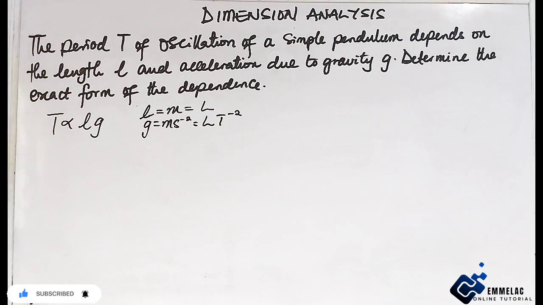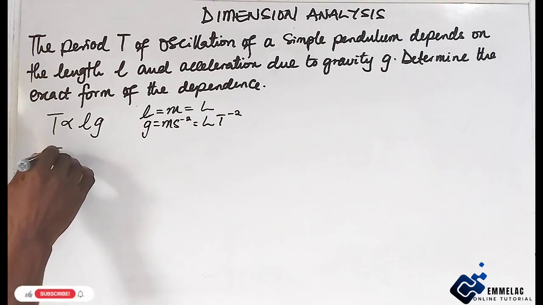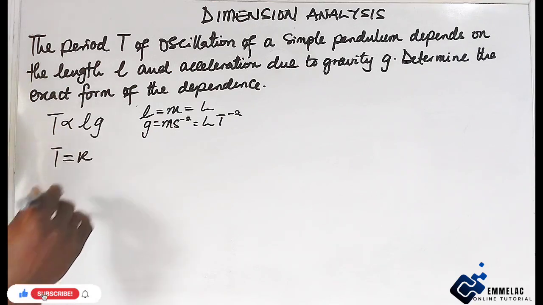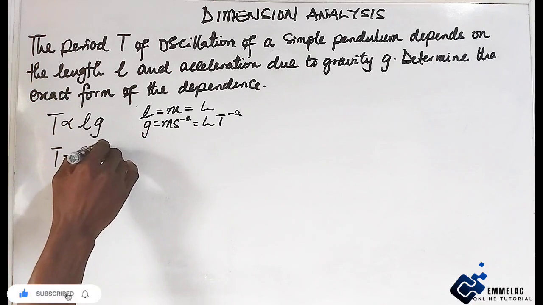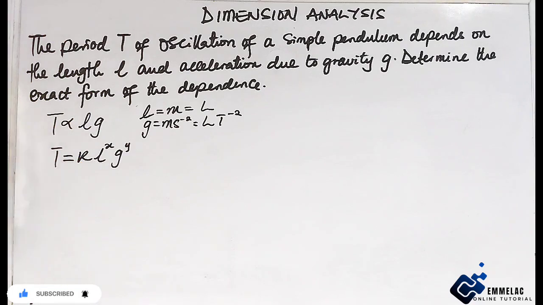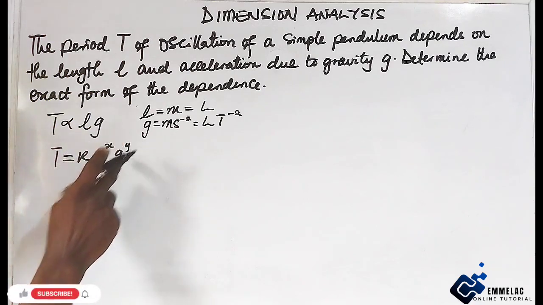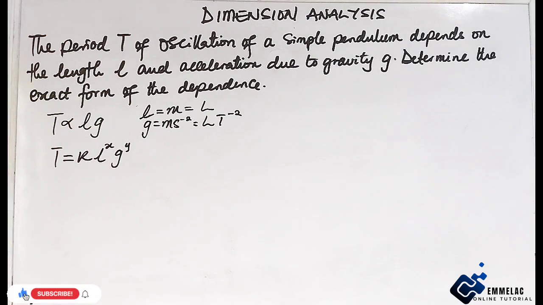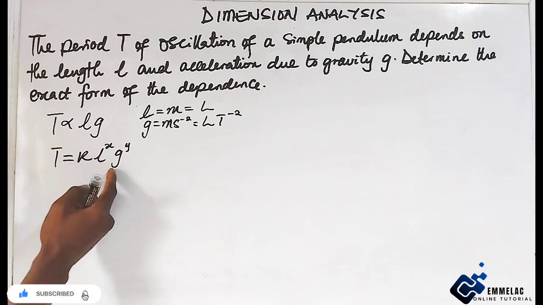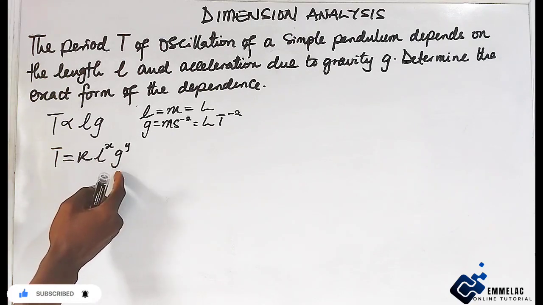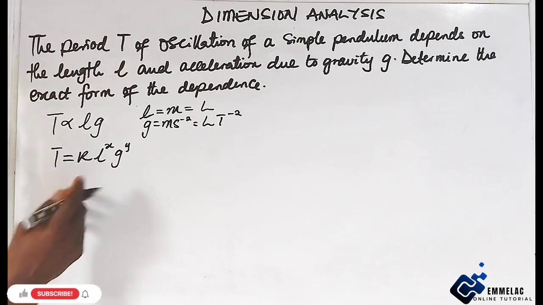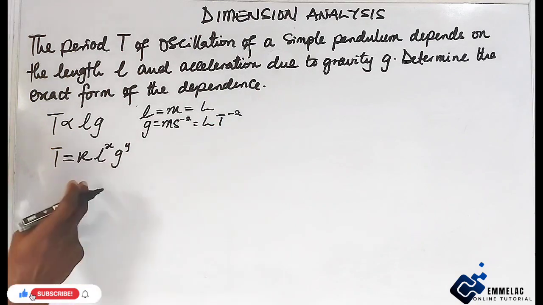Okay, now moving to the term for proportionality, introduce a constant. So here you have L raised to the power of x and g raised to the power of what? y. Now this x and y will help us to form the exact dependence between the length and the acceleration due to gravity and the time of oscillation. Okay, now let us plug in the dimensions of this.